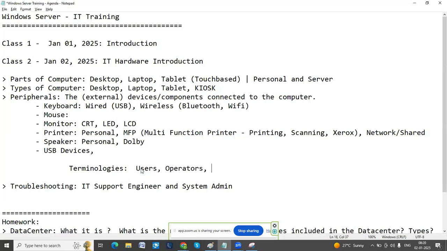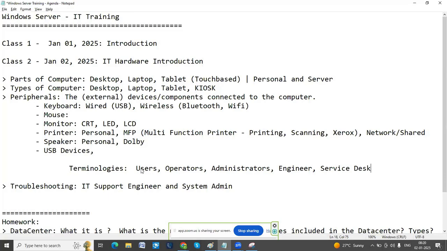users, operators, administrators, engineers, service desk. Okay, these are some of the terminology that will come. You will come across them as you work. Users: what is the meaning of user?